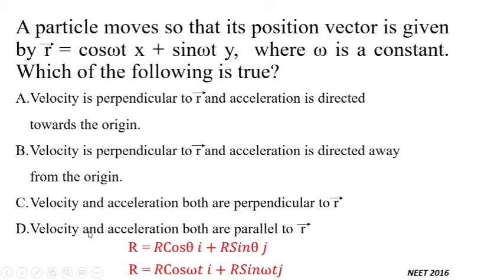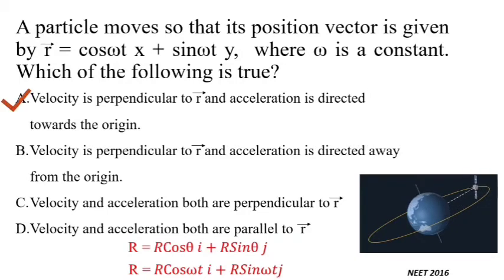Option D says that velocity and acceleration both are parallel to r. So in this case, velocity and acceleration both are in the same direction, and the object will move away from the center. So that is not the case. The object is moving in the circular direction. So B, C, D, all these three options are not true, and only option A is true. That is why option A is the correct answer.